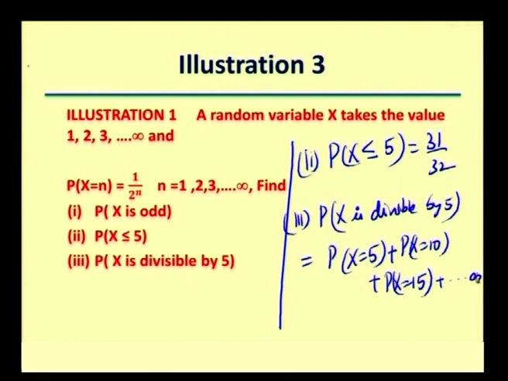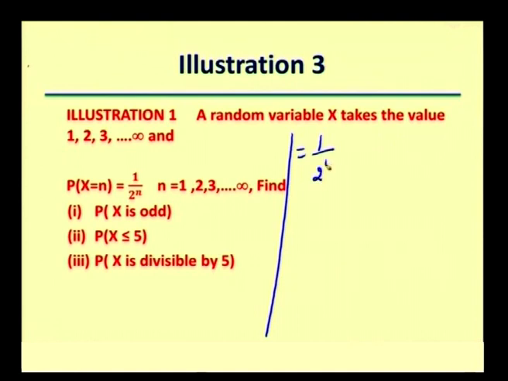up to infinity. X equal to 5 means 1/2 power 5, and P of x equal to 10 is 1/2 power 10. All the expressions are taken from P of x equal to n is equal to 1/2 power n. So, plus 1/2 power 15 plus etc. up to infinity. This is again an infinite series.